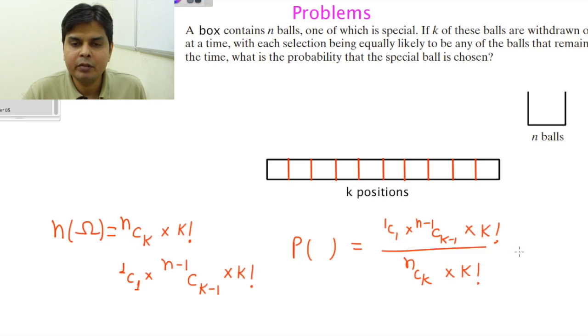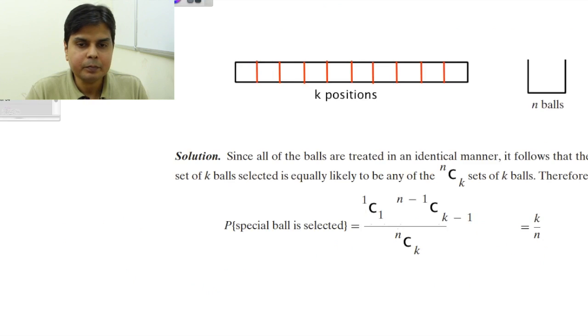If you solve this, you will get k by n. So the answer will be the probability that the special ball is selected: 1C1 times n minus 1 C k minus 1. I have not written the k factorial term because they get cancelled out, so it will be k by n.